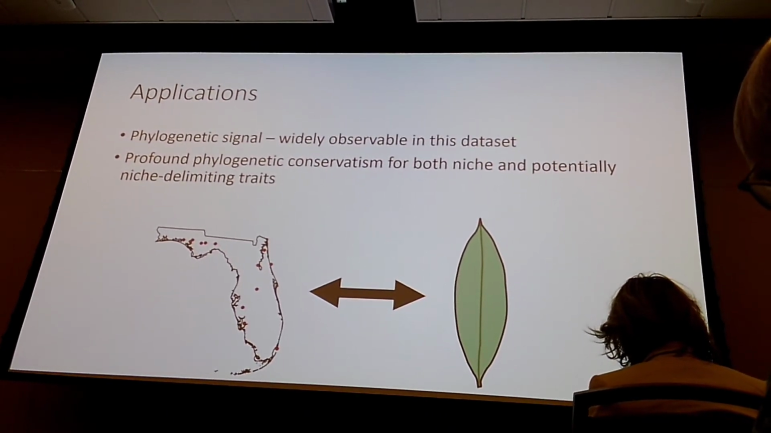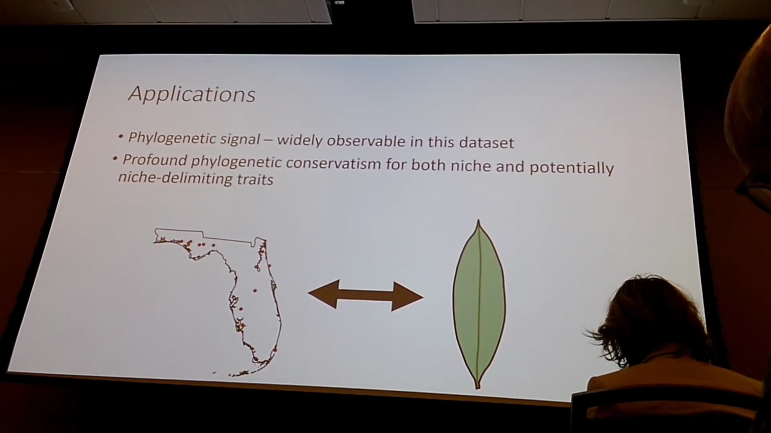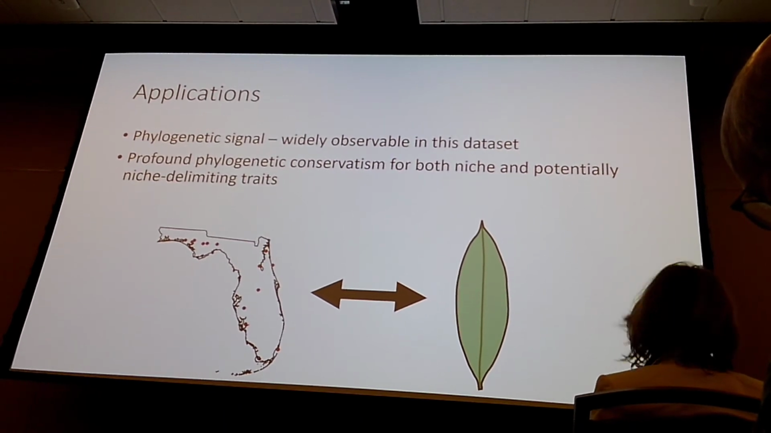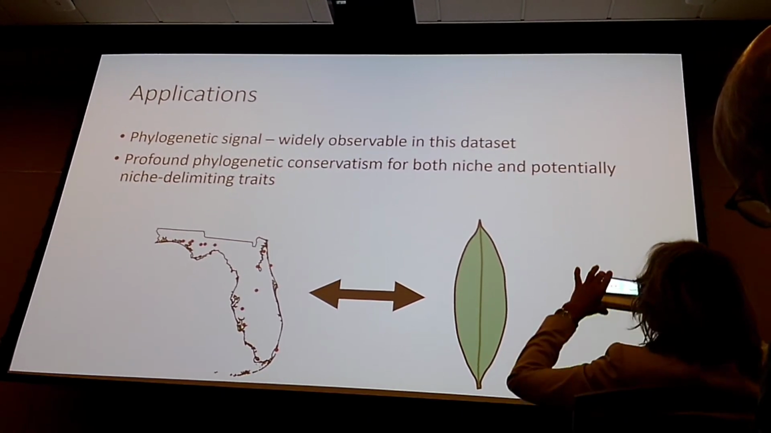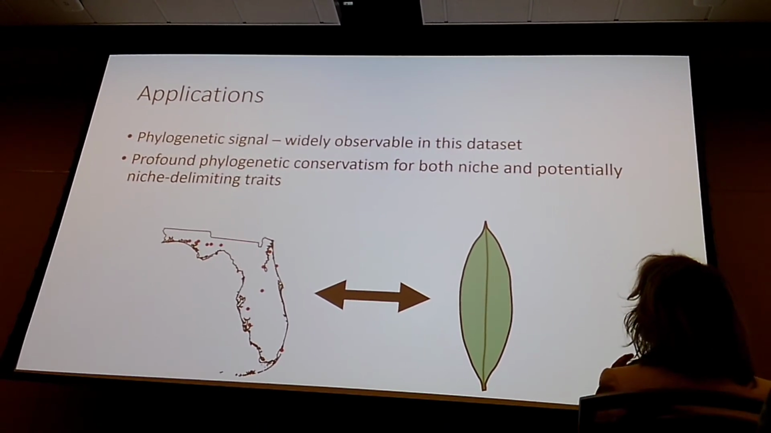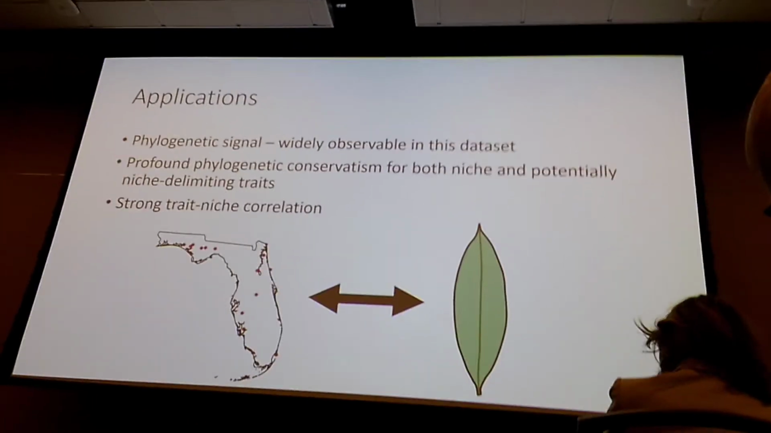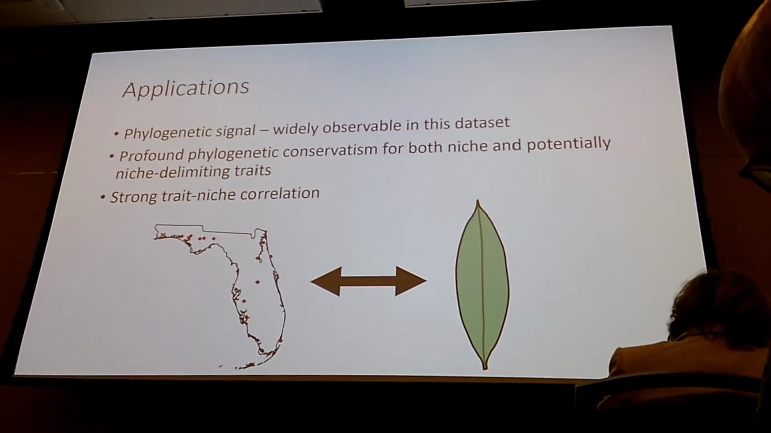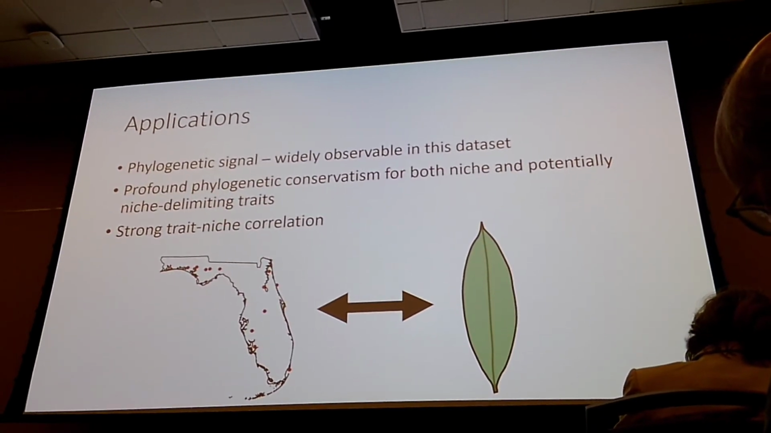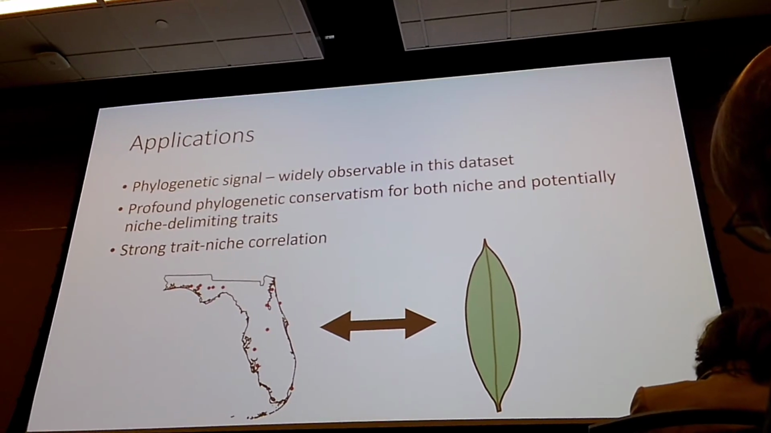And so one of the interpretations you could get from that is that we may potentially be capturing at least some niche-delimiting traits or their correlates. And so we're capturing a little bit of the signal of niche in our trait data. And I'll show you some more analyses that might help back that up. So another thing is really strong trait-niche correlation. Maybe not so surprising, but this gives an opportunity to characterize this spatially and phylogenetically.